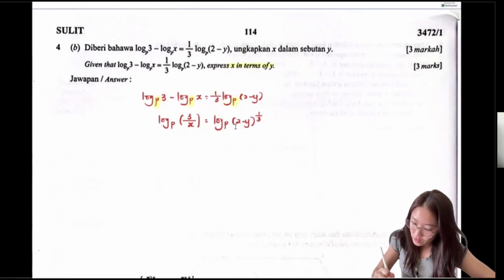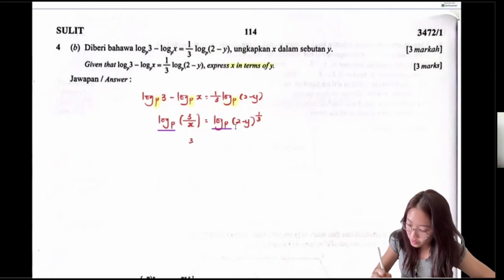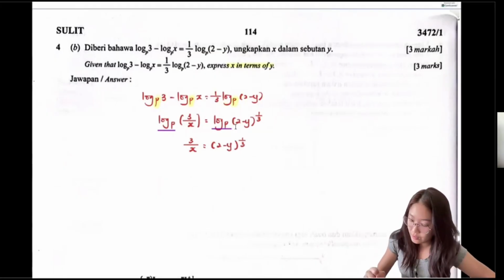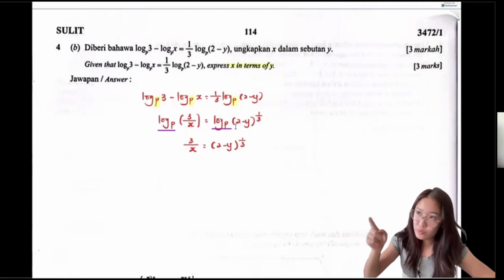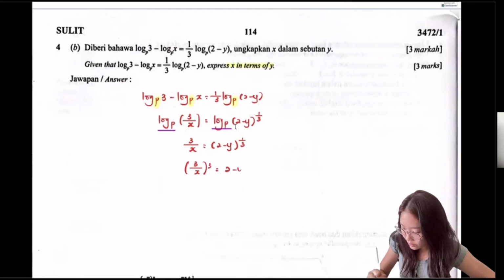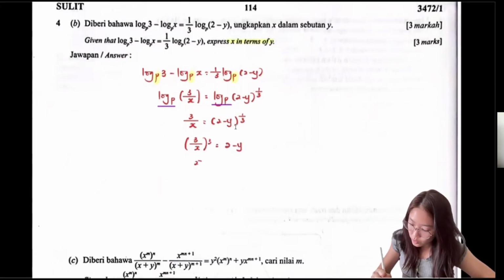Okay, then you see, in front, same base with log, you can remove this. So 3 over x equals to 2 minus y power 1 over 3. Okay, power 1 over 3 means cube root. Cube root, if you throw to the other side, it becomes cube again. Okay, this side you have 2 minus y. So this will be 27 over x cubed.